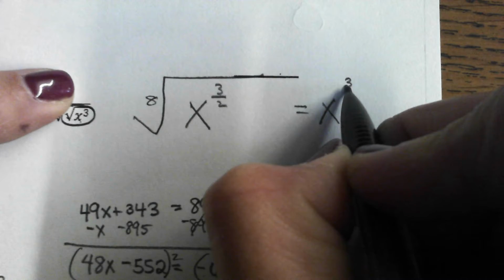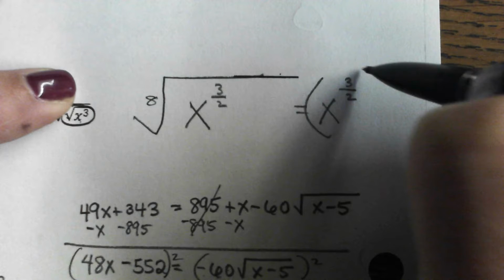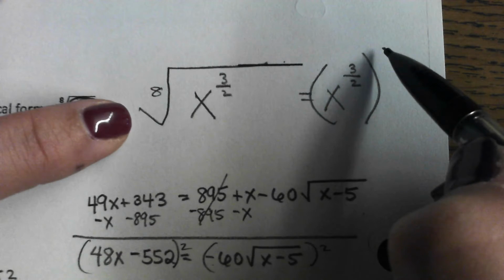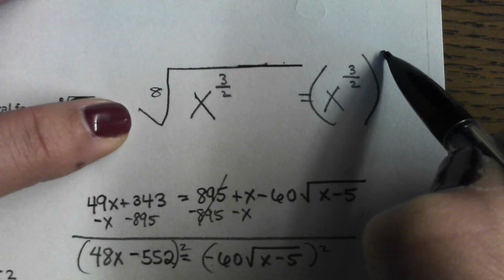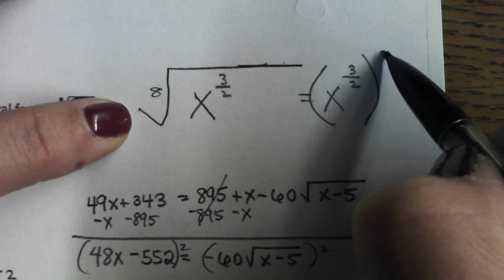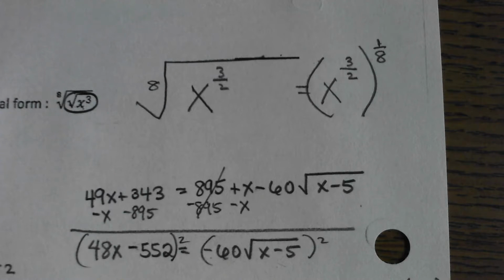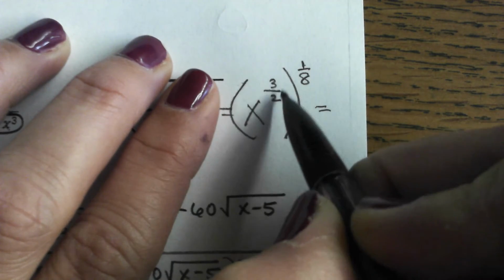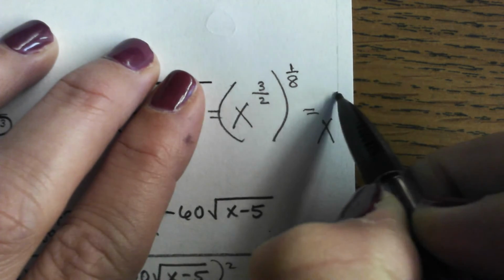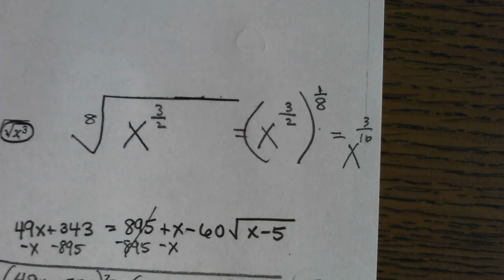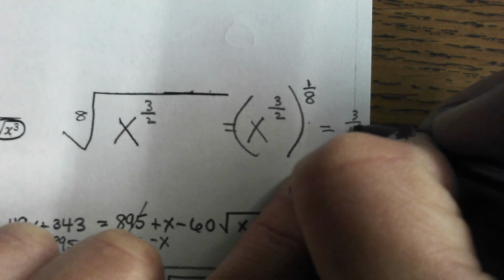Now, the 8th root is the same as raising it to 1 power. The 8th root is the same as what power? One over 8. So, if it's just a root, then you just use a 1 as your exponent. And then the exponent rule is power to power, you multiply. 3/2 times 1/8 is 3/16. And that would be the answer in exponential form.